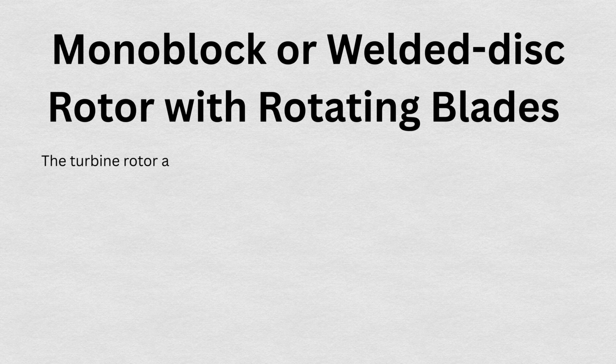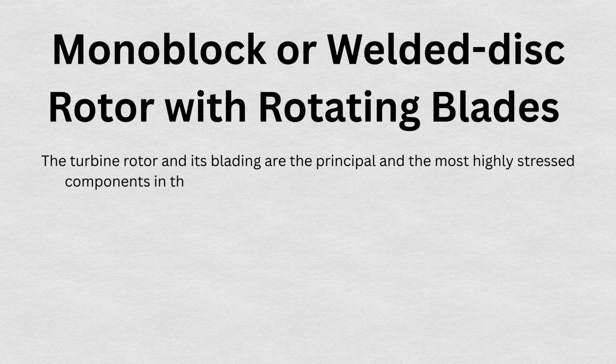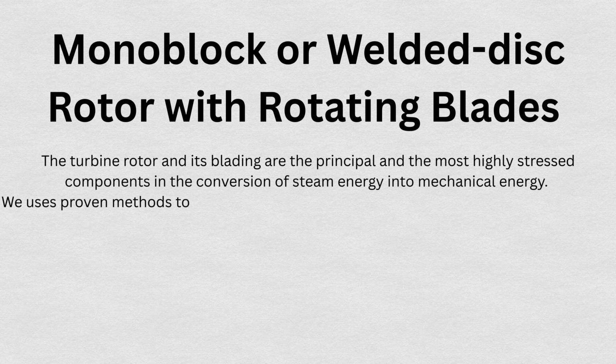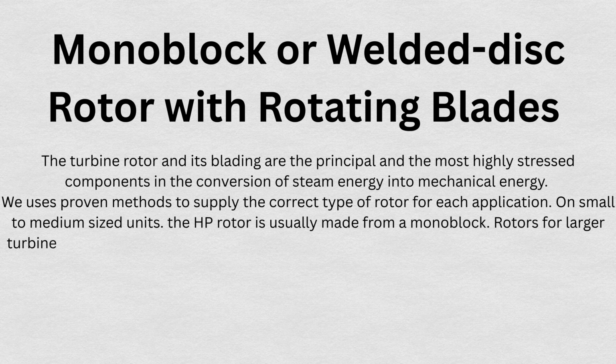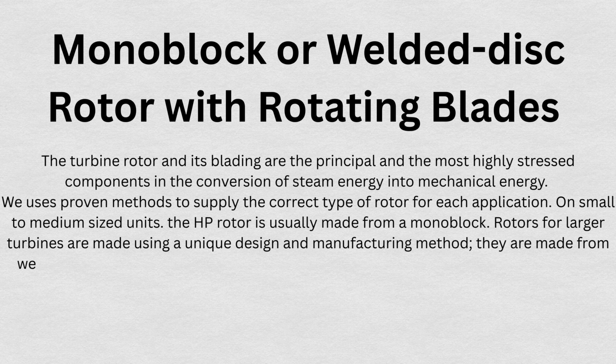The turbine rotor and its blading are the principal and the most highly stressed components in the conversion of steam energy into mechanical energy. We use proven methods to supply the correct type of rotor for each application. On small to medium-sized units, the HP rotor is usually made from a monoblock. Rotors for larger turbines are made using a unique design and manufacturing method. They are made from welded discs.